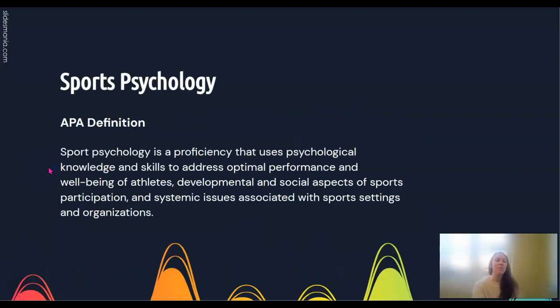So the APA definition of sports psychology can be seen on this slide. It reads that sports psychology is a proficiency that uses psychological knowledge and skills to address optimal performance and well-being of athletes, developmental and social aspects of sports participation, and systemic issues associated with sports settings and organizations. That is a pretty hefty definition.